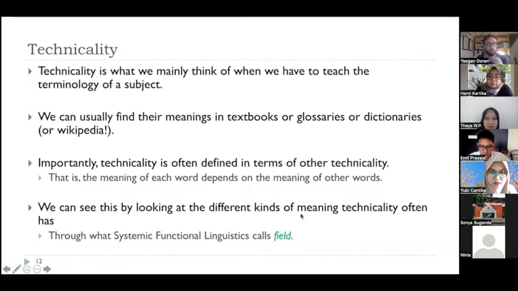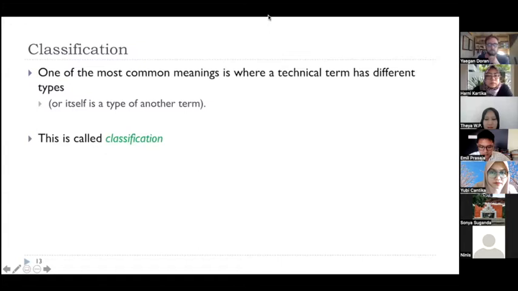So what we're going to look at are the different kinds of meaning that technicality often has through what is called field. One of the most common types of meaning for understanding technical terms is where a technical term has different types or subtypes. And this is called classification. So we'll look at an example.